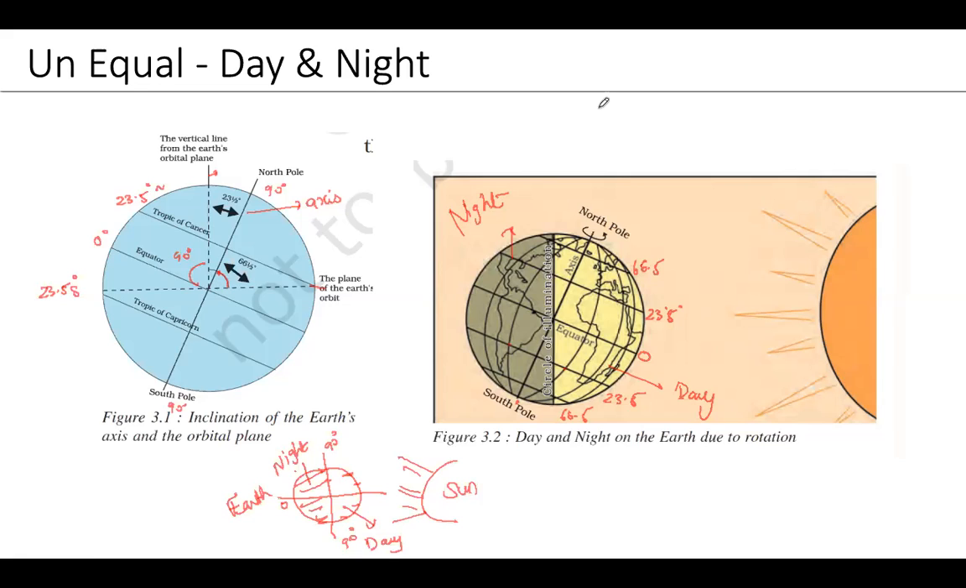Because of this, we have 24 hours day and 24 hours night. This is prevailing because of this. Here, even if the earth rotates, it is exposed to the sun at any time, so it will be a 24 hour day. See here, it is not exposed to the sun, it will be completely dark, so here it will be 24 hours night time.